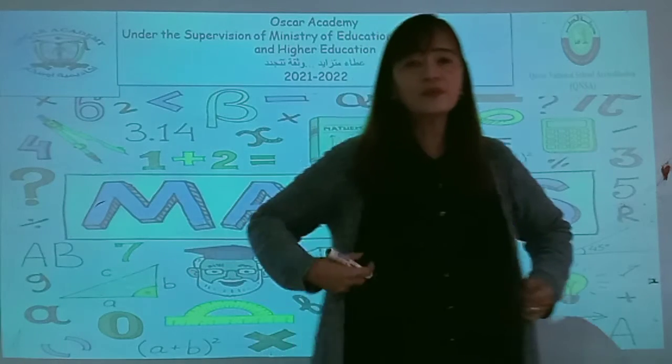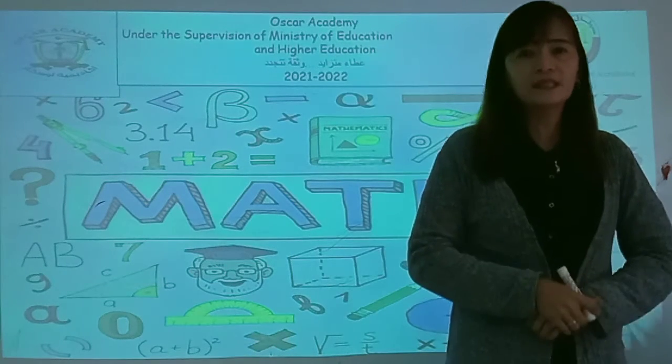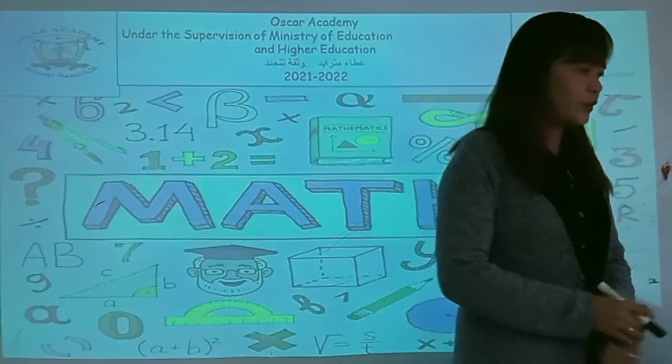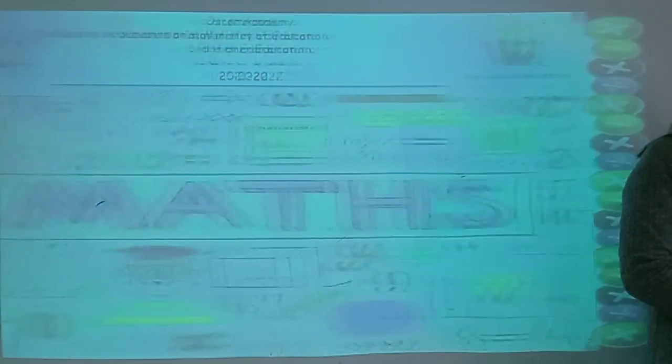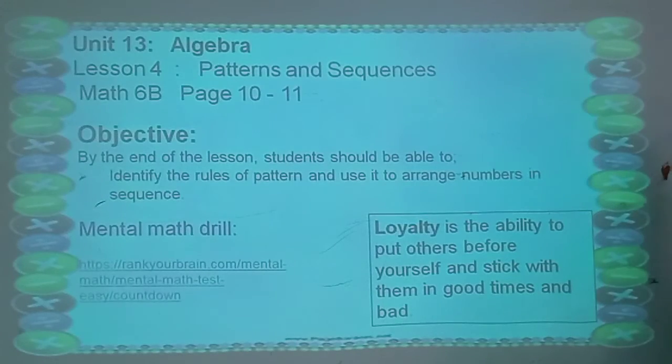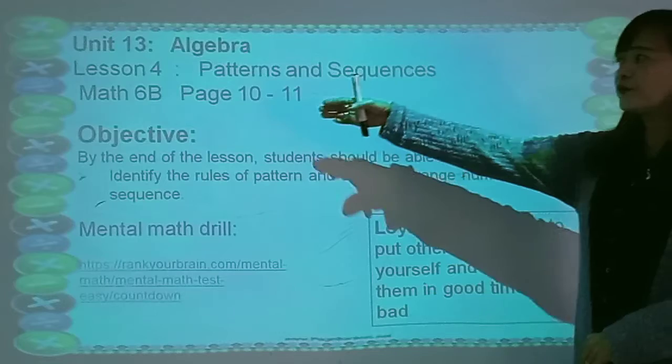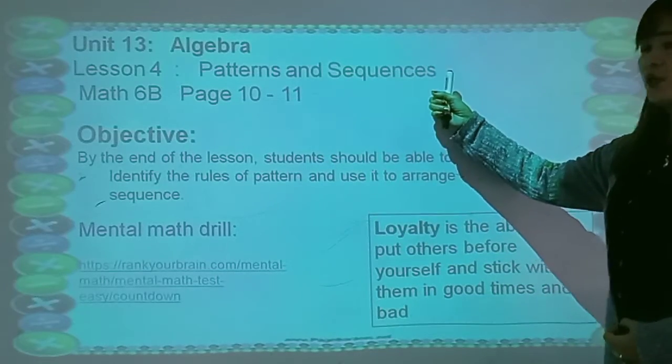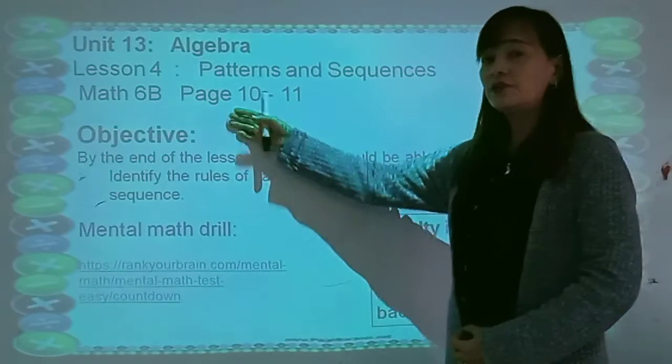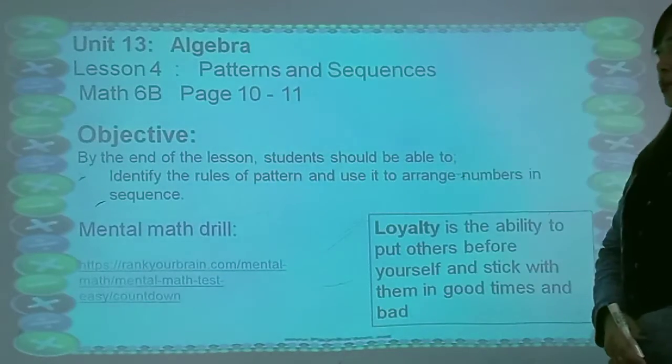To start with our lesson, class, I wanted to bring out first your Mathematics 6B book, your notebook, and your pencil. We are on Unit 13, Algebra, Lesson 4, Patterns and Sequence. This is page 10 to 11 of your 6B book.